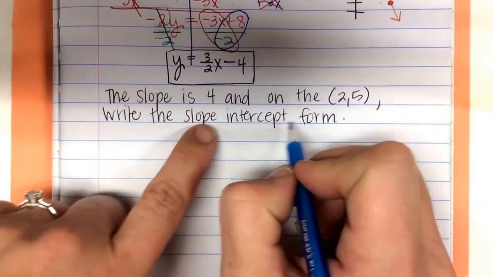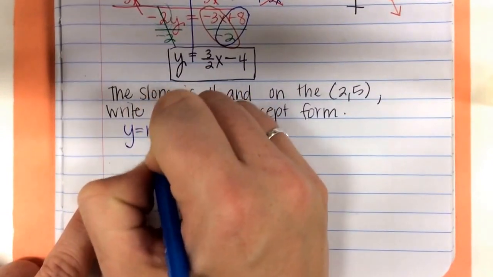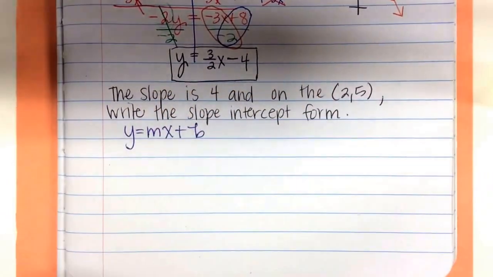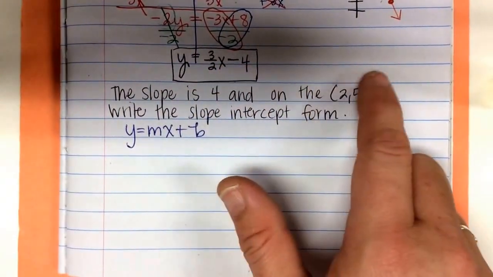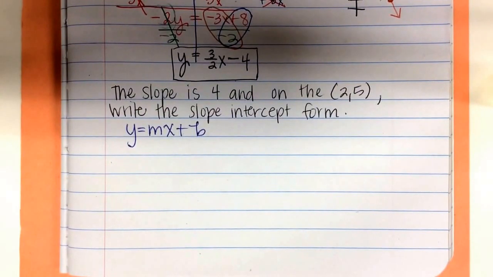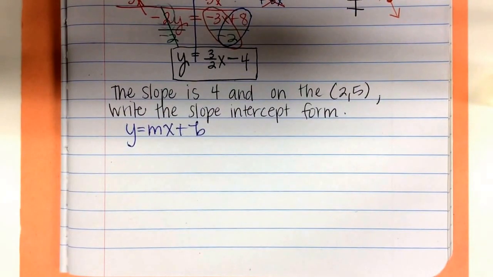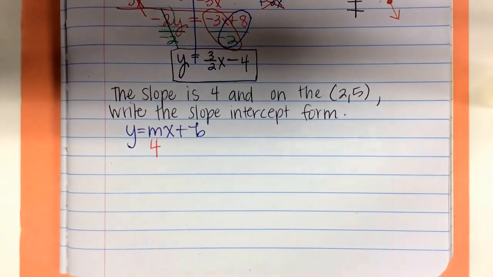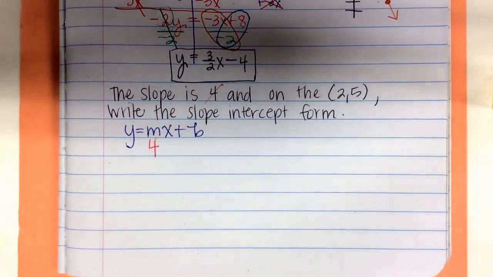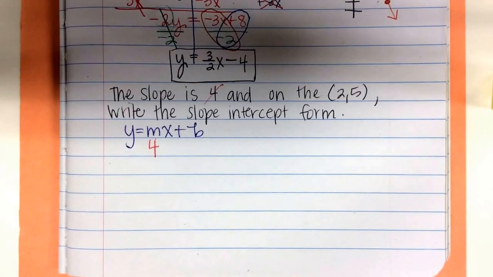So slope intercept form, y equals mx plus b. Using this information, I have 3 numbers. Where should I put those 3 numbers? First off, I know the slope is 4. So where should 4 go? Where do I put the 4? What variable means slope? Lillian? M. All right, I used the number 4. I wonder what I should do with that ordered pair.